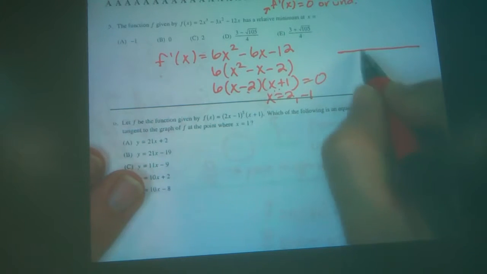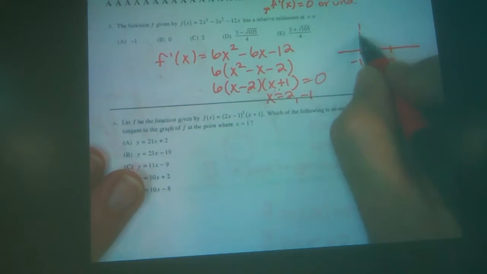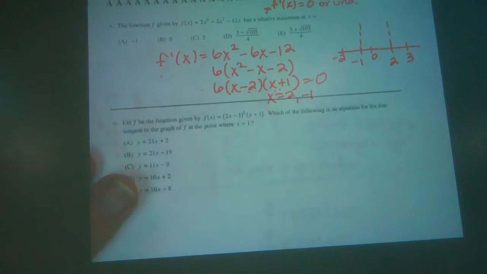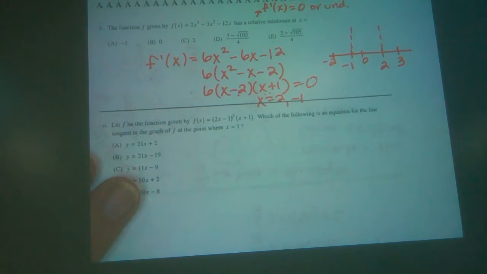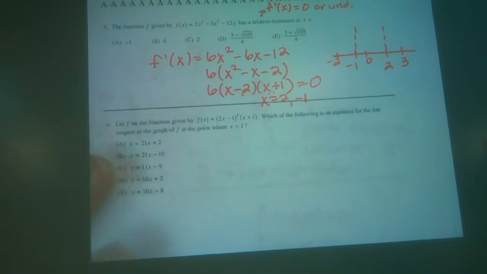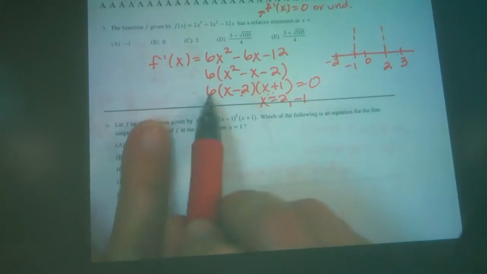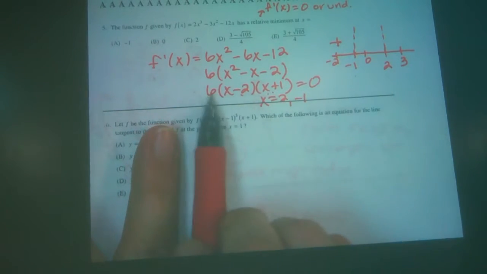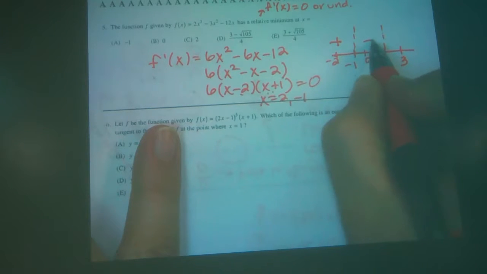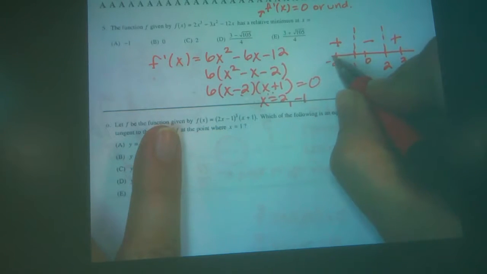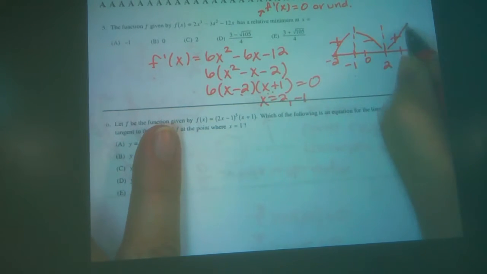The only way for me to know which one is actually the relative minimum is to make a little sign chart and see what's happening to our slopes around those two places. We know the slopes are 0 at these two places because those are what makes the derivative be 0, and the derivative tells us the slope. So if I plug -2 in here, I get positive, negative, negative, which is a positive. If I plug in 0, I get positive, negative, positive, which is a negative. If I plug in 3, positive, positive, positive. So my slope goes positive, negative, positive. So I would have a minimum at 2.